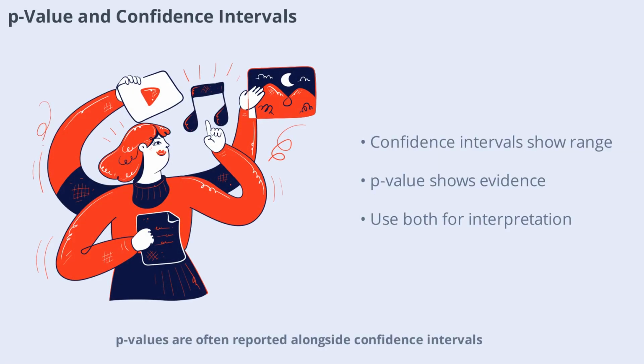P-values are often reported alongside confidence intervals. While the p-value tells you about the evidence against the null hypothesis, the confidence interval gives you a range of plausible values for the effect size. Together, they provide a fuller picture of the results.